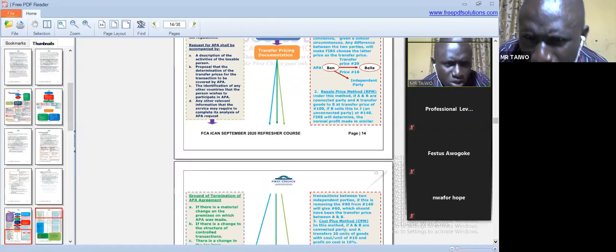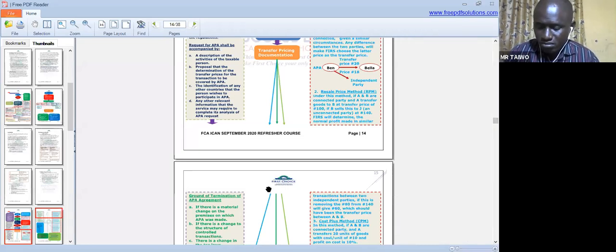The next method is the resale price method. Let's look at the resale price method. When I say resale price method, what do I mean? Listen, assuming A and B are in the same organization, this is an analysis. A and B are within the same organization, and A transfers goods to B, maybe at 100 naira, and B decides to transfer the goods to an outsider, a third party that is not within the organization, which is C, at 180 naira.